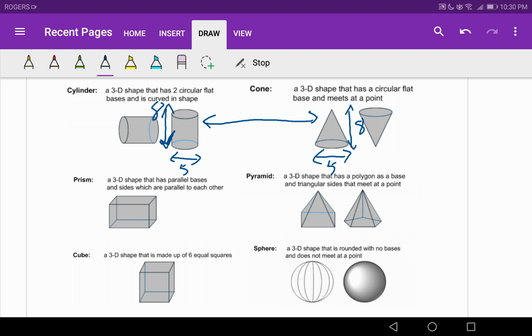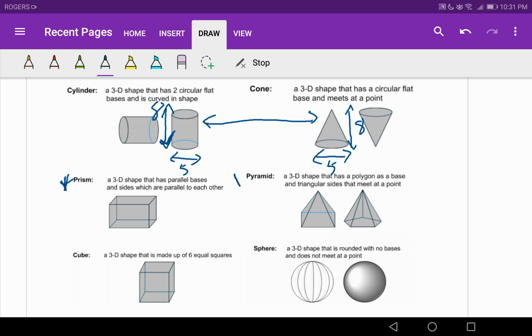If they have the same diameter and the same height, how much more water do you believe the cylinder can hold than the cone? I want you to keep that in mind, and we're going to answer that a little bit later. Okay. Next we have a prism.